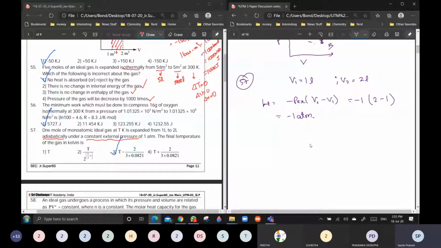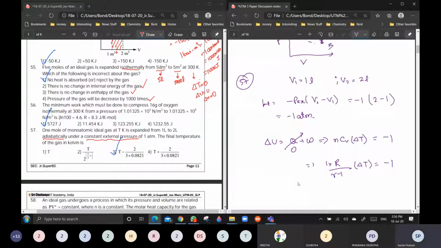Now I can always write delta U is equal to Q plus W. And I know Q is equal to 0. So what will be delta U? Delta U is n Cv delta T, that is equal to W. What is W? Minus 1. So n is how much? 1. So 1 into R by gamma minus 1 into delta T is equal to minus 1. Okay.